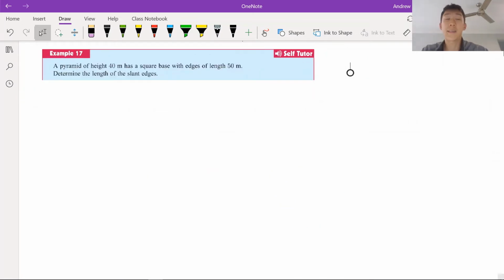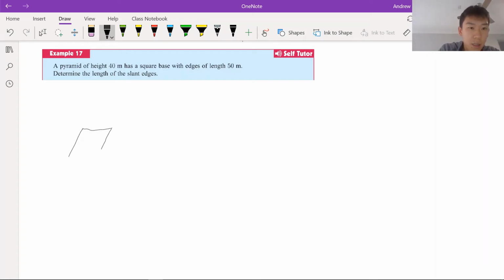The last example of this chapter, hooray! Here we go. A pyramid of height 40 meters has a square base with edges of 50 meters. Determine the length of the slant edges. Alright, so let's draw this thing. To draw a pyramid, since it's 3D, this is how I draw a pyramid.